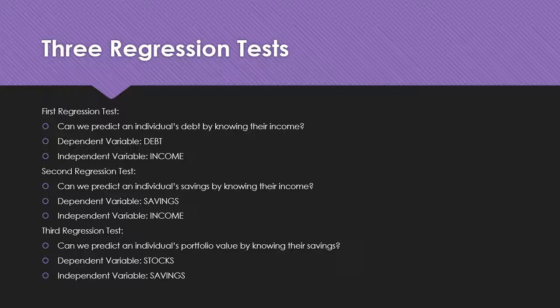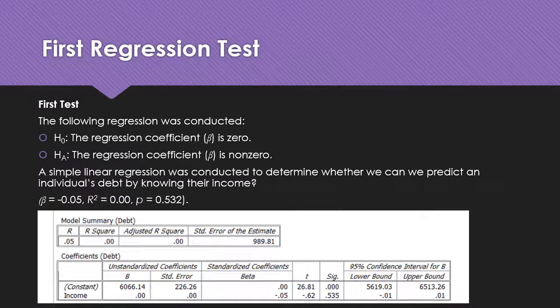Without looking at the data, I looked at the scenarios of these 3 regression tests and estimated, indeed correctly, that the first one was going to be really tricky. It was going to be tricky to predict debt based on income, where debt is the dependent and income is the independent variable. But for the second 2, I was pretty sure that we would see it, and sure enough, that emerged from the data. So we'll go on to show that.